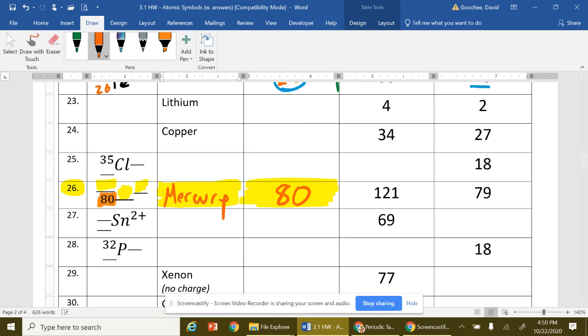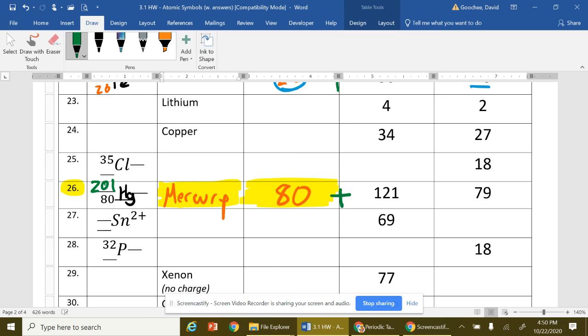It's mercury, and it is element Hg. All right, now let's fill in the rest. The mass number in the upper left here is protons plus neutrons. 80 plus 121, 80 protons and 121 neutrons. That is a mass of 201.